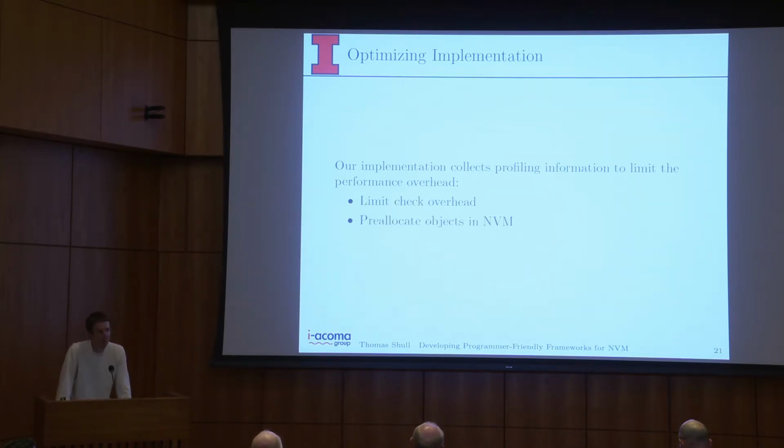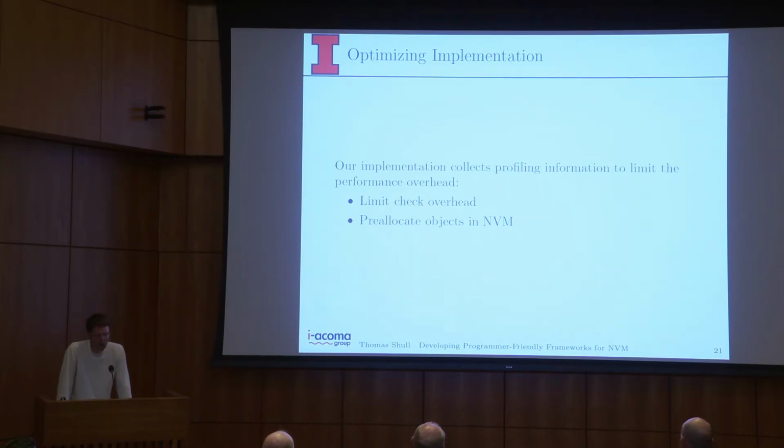So one optimization we do, because JVM JITs are traditionally multiple tiers, is that it allows us to collect profiling information in one version of the generated code, and then regenerate code to make sure that the common paths, the expected behavior, is on the fast path. So we're able to do that to limit this check overhead when it's not needed.